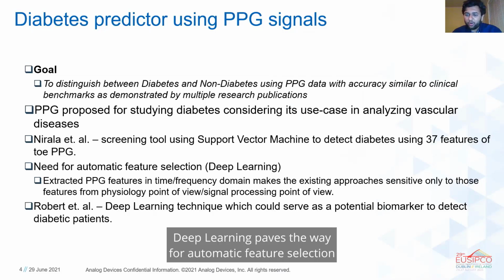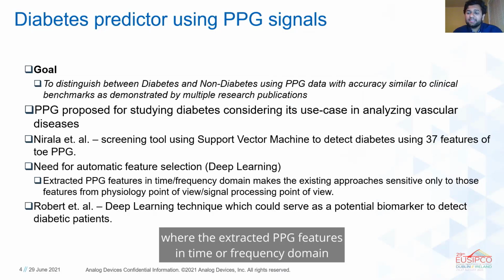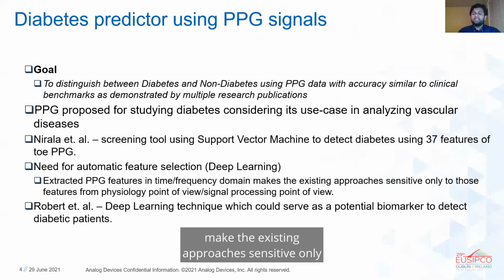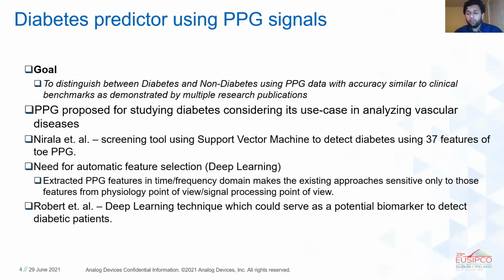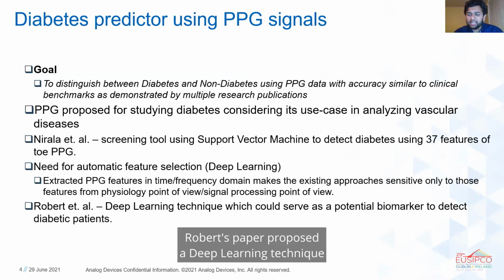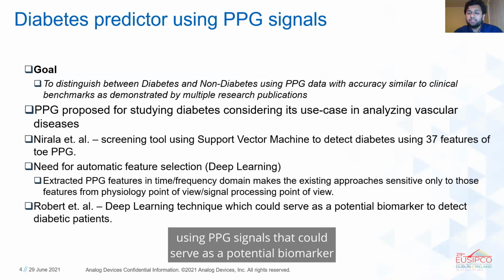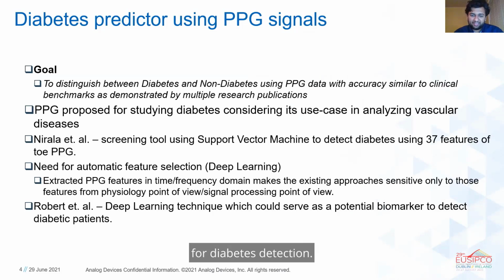Deep learning paves the way for automatic feature selection, whereas extracting PPG features in the time or frequency domain makes the existing approaches sensitive only to those features from the physiology point of view and signal processing point of view. Roberts' paper proposed a deep learning technique using PPG signals that could serve as a potential biomarker for diabetes detection.